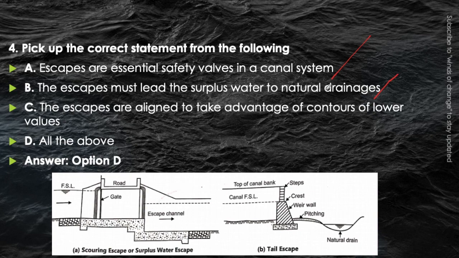If the water level exceeds the full supply level in the canal, then the escape channels will come into the picture. They will take the surplus water and take it to the natural drainages. Now the escapes are aligned to take advantage of the contours of lower values. Since the canal is provided along the ridge line of the catchment, the escape channels will take the water along the lower values of the contour. Okay, so all of the above are the correct statements.